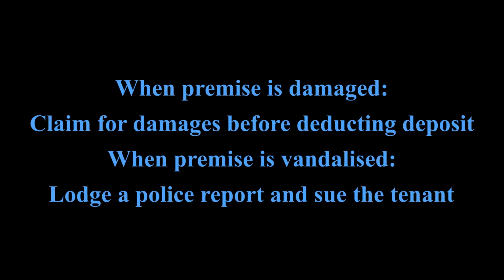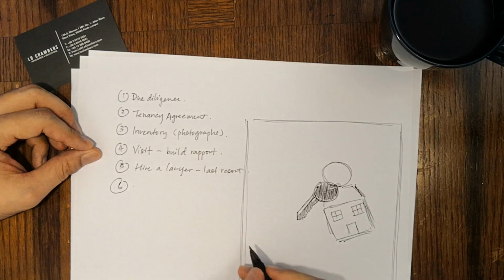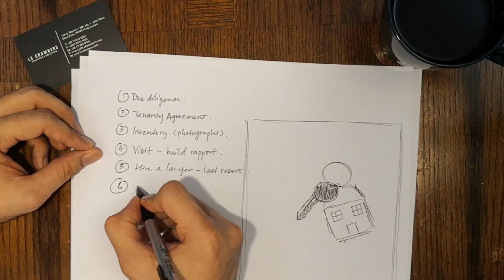If the tenant damaged the premise, the landlord can sue before opting to deduct any amount from the security deposit. If the tenant vandalized the premise and had absconded, lodge a police report and sue the bastard. If the landlord wishes to evict and recover the possession of the premise, the landlord can do so provided that the court order is obtained under the Specific Relief Act 1950. The truth is, going to court will take time and cost. Hence, this should be regarded as the last resort.